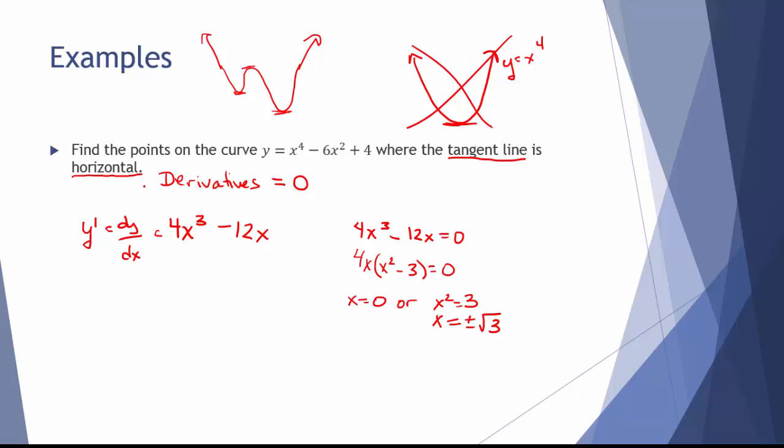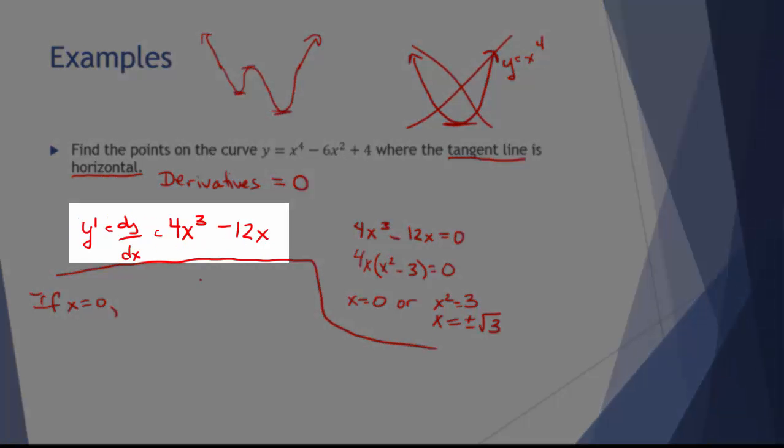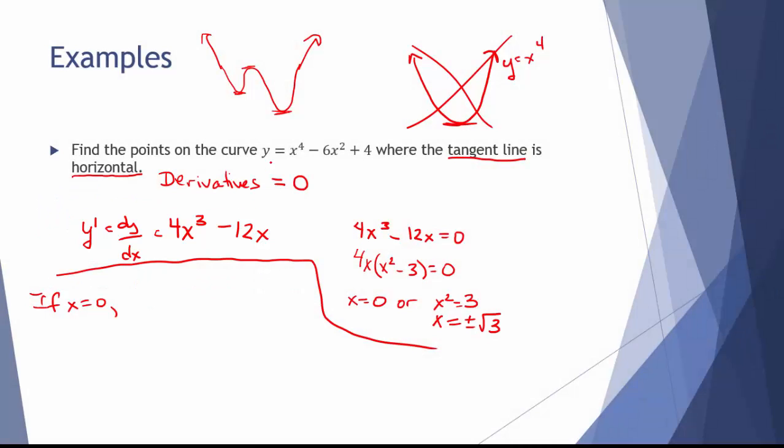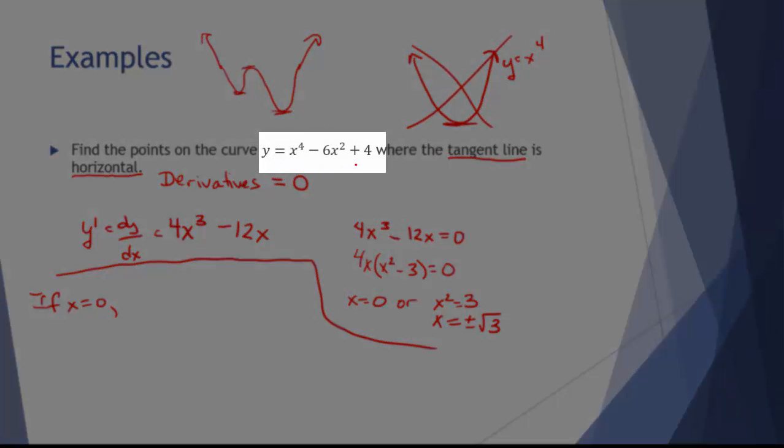So we do, however, need to find the points on this curve. So we need to, let me separate this out a little bit. We have 3 points to find. We need if x equals 0. Now we need to plug in 0 in place of x. So the question is, where do you plug 0 in? Should you plug 0 into the y prime equals 4x cubed minus 12x, or should you plug it into y equals x to the fourth minus 6x squared plus 4?